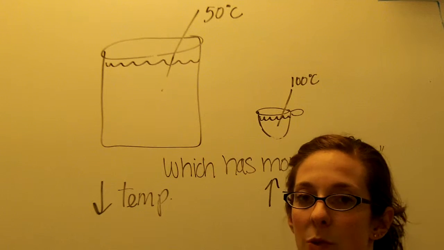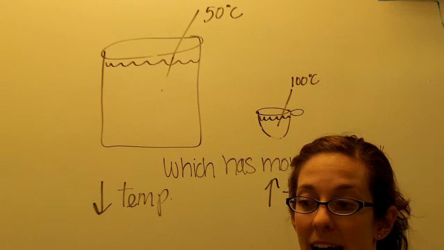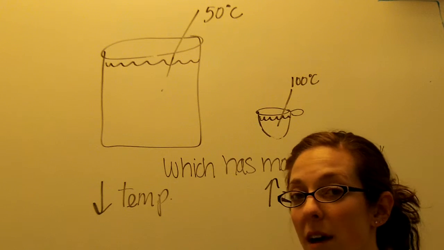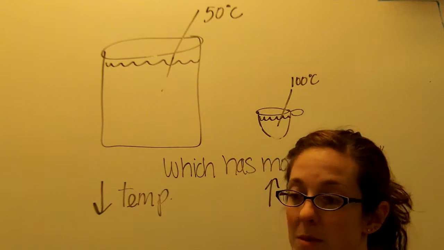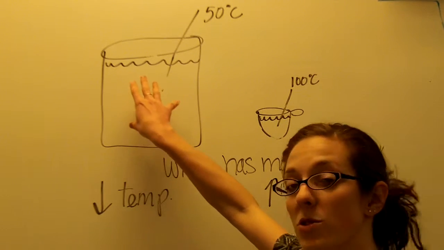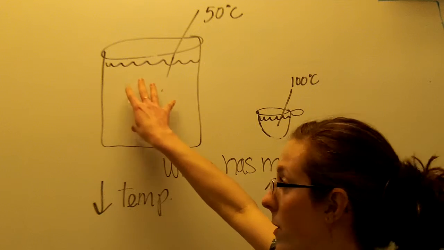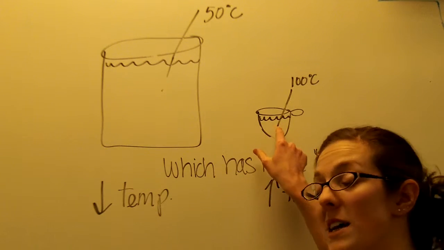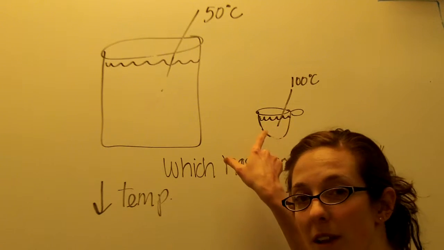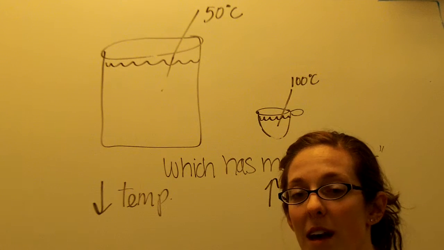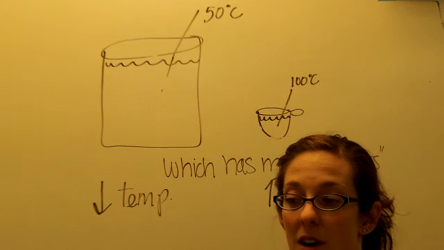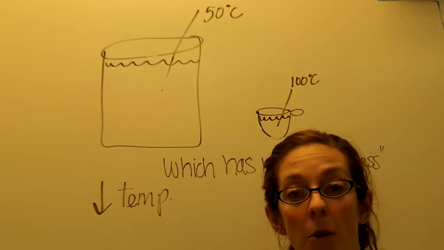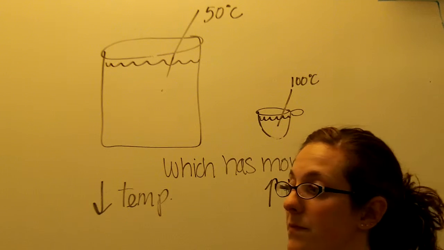Now, how do we figure out which one has more energy? Well, when you're talking about energy, we need to look at molecules and particles within that substance. This has a much greater quantity, more particles. This has less particles, but they're moving really fast. Obviously, we know that the hotter the object is, or the greater the temperature, the faster particles move and the more kinetic energy that they have.